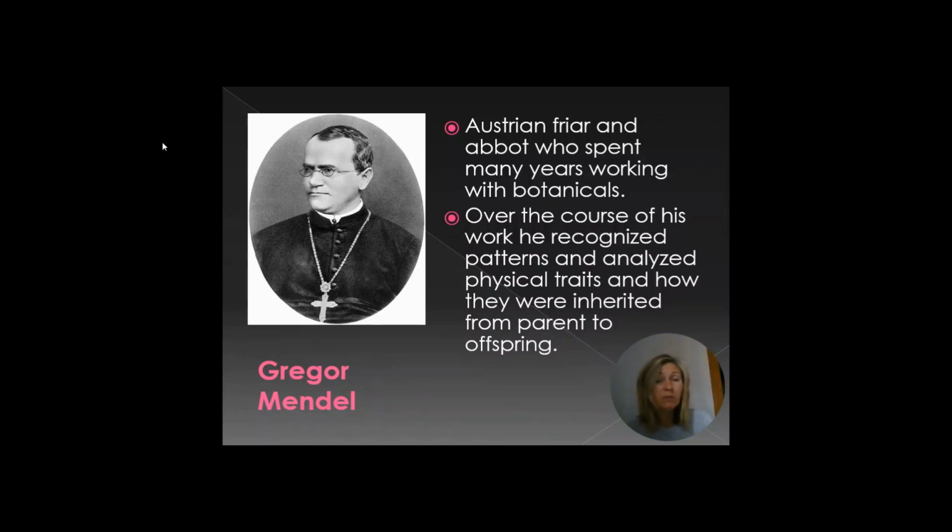So Gregor Mendel is one of my more favorite scientists, and he was an Austrian monk in the 1800s, and he did his work around, I think maybe around 1850, 1860. He recognized patterns and analyzed physical traits and how they were inherited from parents to offspring, and he did this using pea plants.